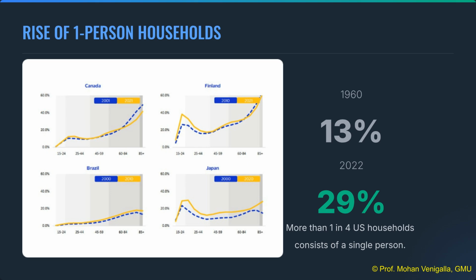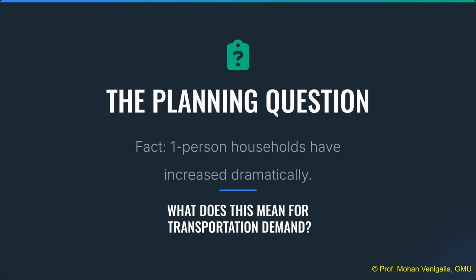It has jumped from 13% in 1960 to almost 30% today. This is a game-changer for transport, as every solo resident is a distinct household that generates new trips. We've fundamentally increased the number of, quote, trip-making units. The data is clear. Solo households have increased dramatically.